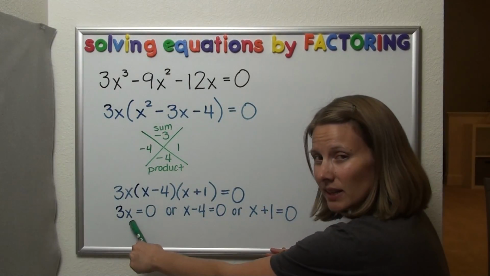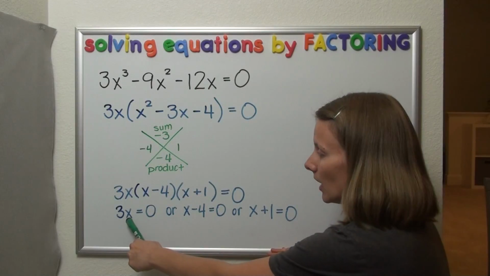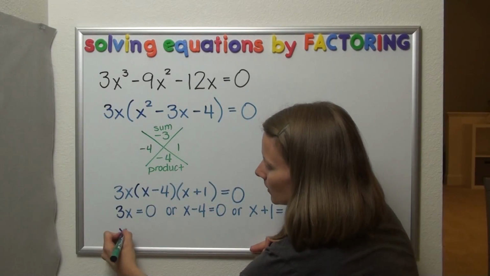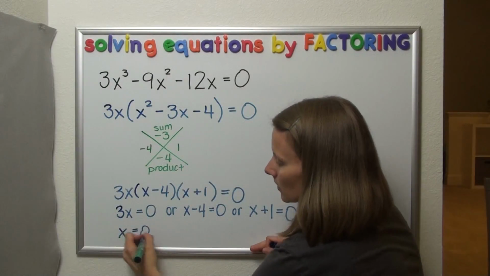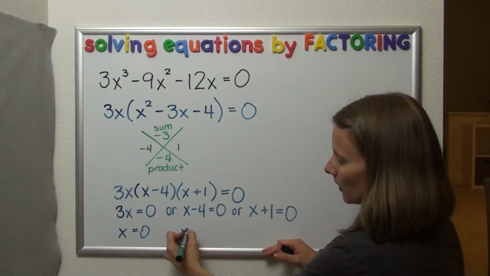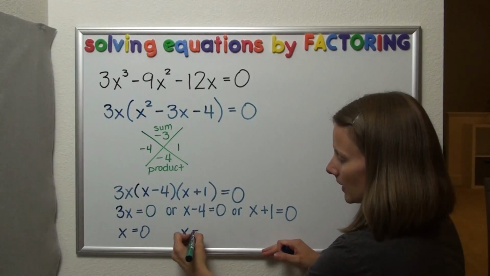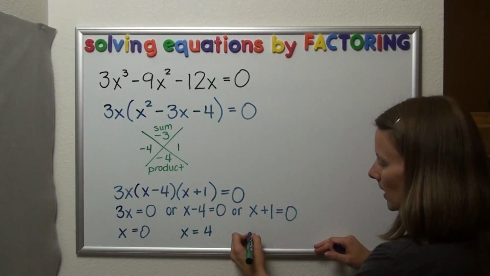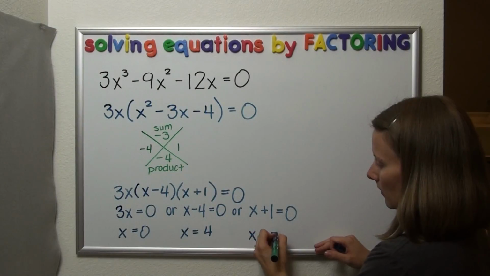Again, since there's an x in that equation, I can solve it. I just have to divide by 3 to get the x by itself. And 0 divided by 3 is still just a 0. Here, I'll move the 4 to the right by adding it. I'll get a positive 4. Here, I'll move the 1 by subtracting it. I'll get a negative 1.